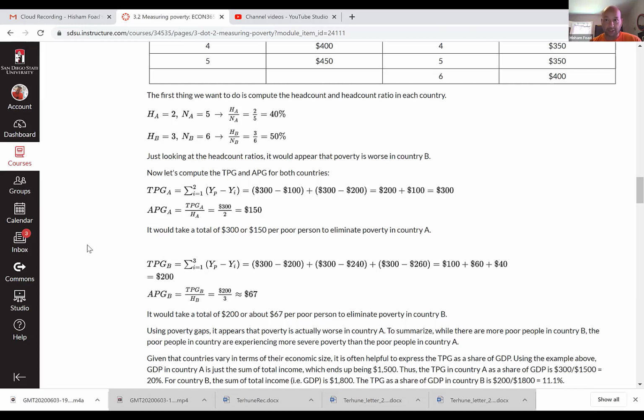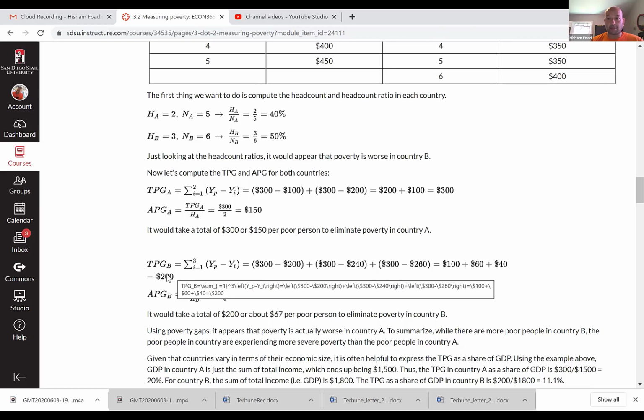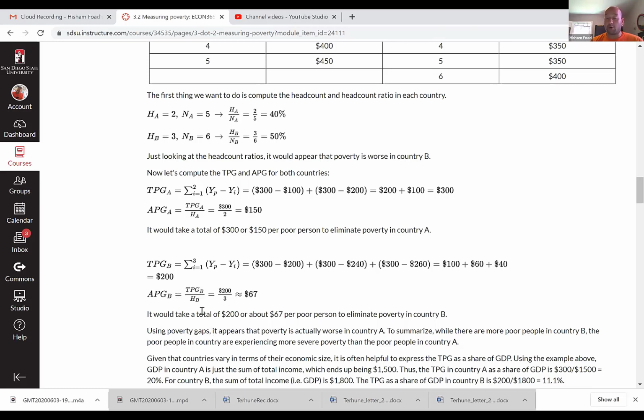Now, because the populations are different, sometimes it's useful to compute the average poverty gap, because it allows us to compare a country with a huge population to a country with a small population. Obviously the country with a huge population is going to cost more to eliminate poverty. So the average poverty gap allows us to make these cross-country comparisons. The $200 total across the 3 poor people in country B gives an average of $67.